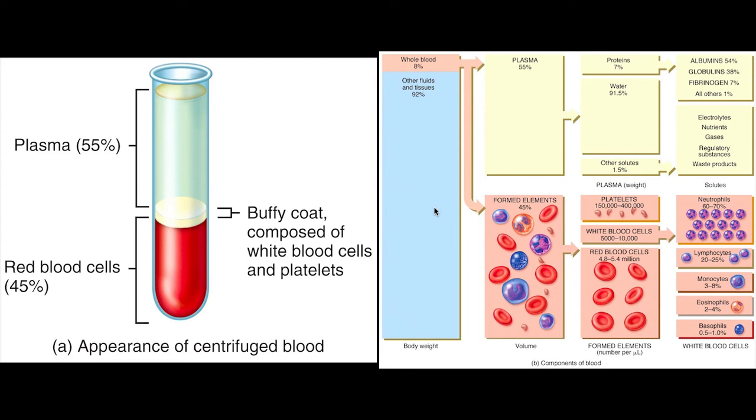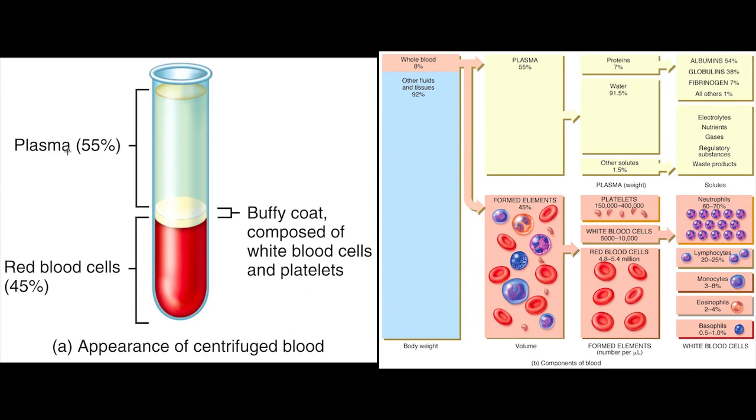Start to take a look now at the components that are found within blood. Recall once again that blood is a liquid connective tissue, and like all connective tissues, therefore blood must have an extracellular matrix and also cells. Well, in the case of blood, that extracellular matrix is called plasma.